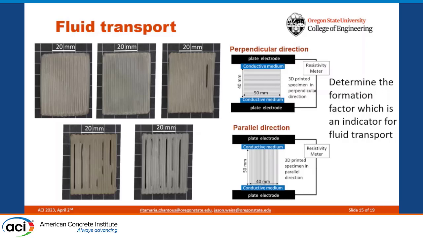So you see the different samples here, from a well printed sample with 20% overlap to a really bad sample where we could even lose a child in the gap, so it's a big gap. We want to see how these gaps, if the samples are not well printed, would impact fluid transfer in the material. We measured resistivity in two directions, perpendicular and parallel, and then calculated the formation factor.